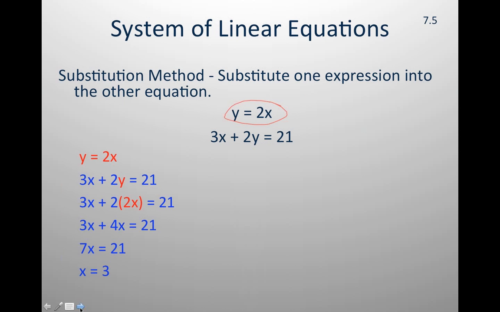So we're going to add them together. 3x plus 4x is going to be 7x. And then 7x equals 21. So we'll divide both sides by 7. And x will equal 3. Okay, we'll put that value in for x. We can put it into the first one because 2 times 3 is 6. And so y equals 6.